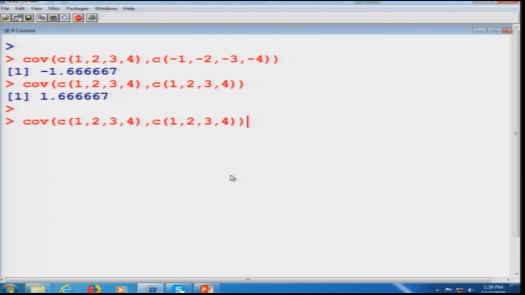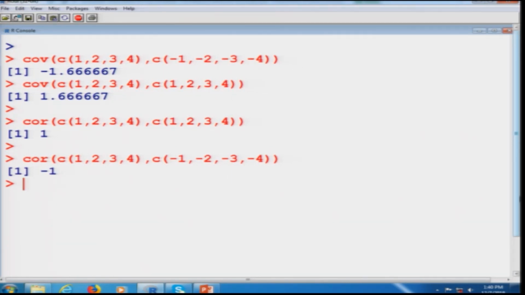Now, in case if I try to find out the correlation in the same case where the covariance is positive, you can see here this is obtained by the function cor, and this comes out to be 1. So, the sign of positive is maintained here. Similarly, if I try to take the data set with negative signs, and if I try to find out the correlation coefficient between 1 2 3 4 and -1 -2 -3 -4, you can see here this comes out to be -1.